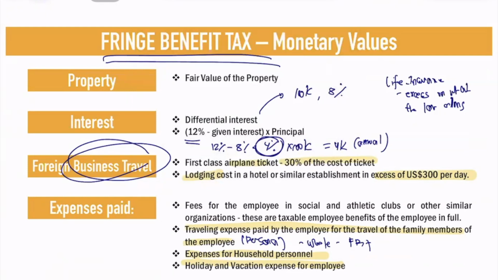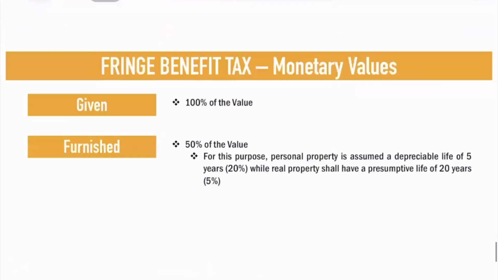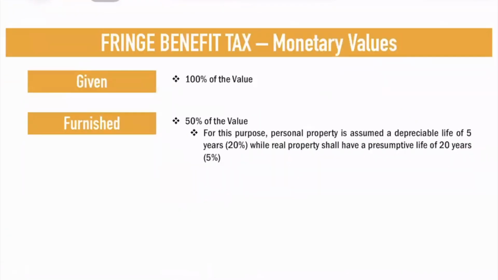Actually, what you just need to remember here are the following: for interest and for foreign business travel. For interest, life insurance, you just need to get for the excess. For foreign business travel, there's a limit, 30% for the airplane ticket, for lodging costs in excess of $300. All others, whatever is the amount. Now, once you finish determining the monetary value, you need to determine the percentage of that monetary value. Why?